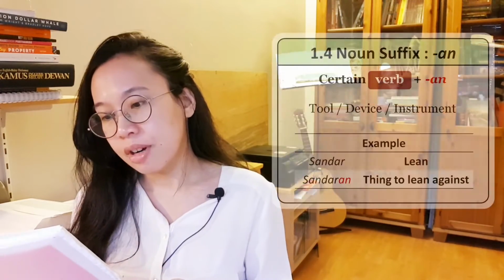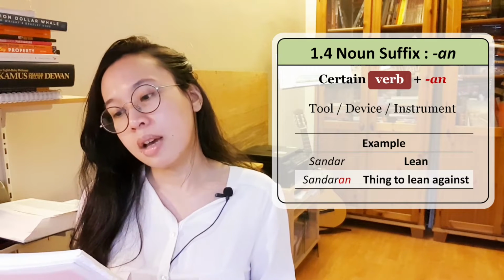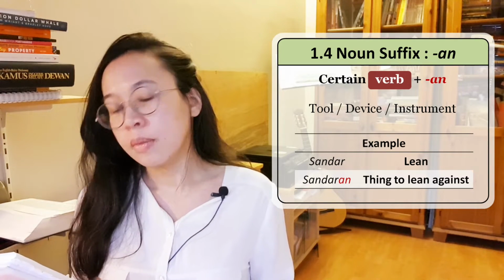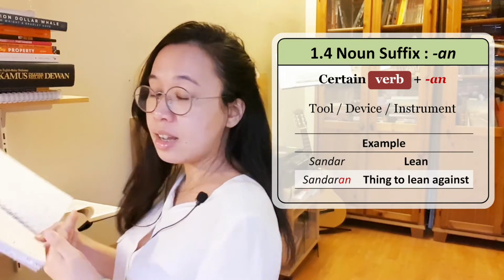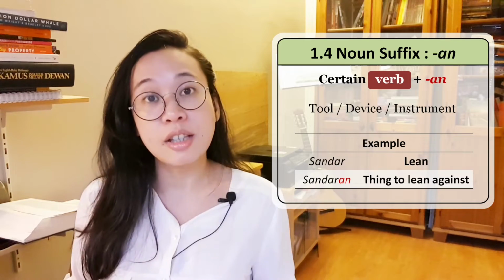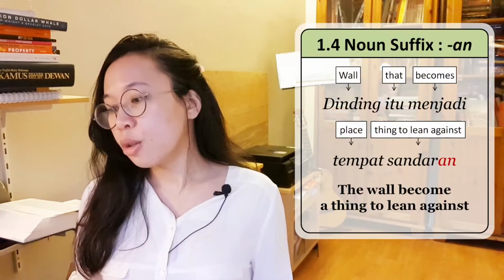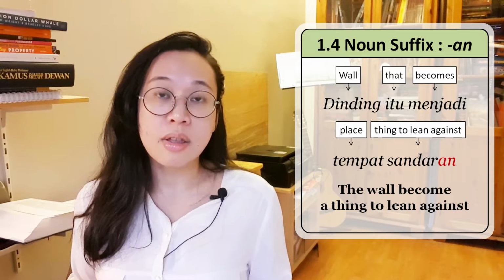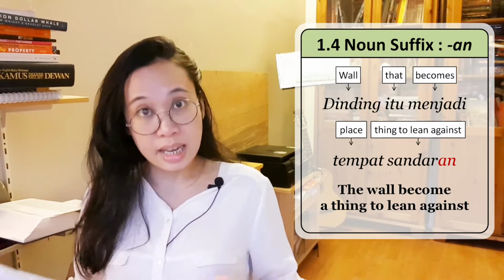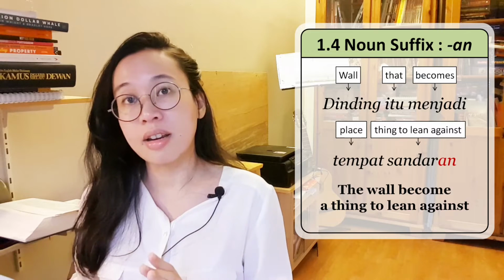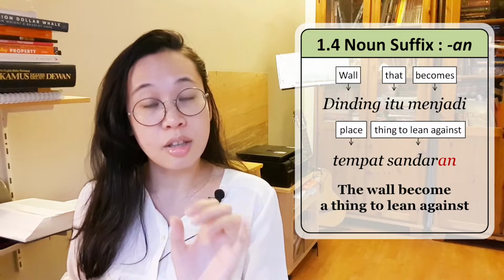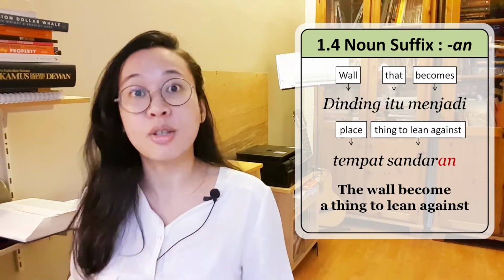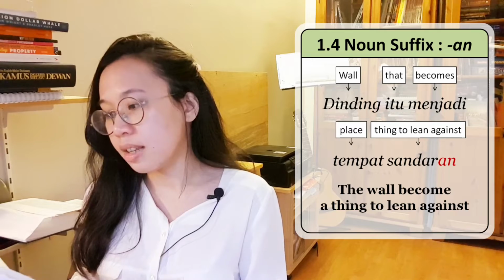The fourth one, it gets simpler, so yay. Verb plus an, it becomes a tool for something. So example, sandar. Sandar means to lean. Sandaran means a place to lean. Dinding itu menjadi tempat sandaran. That wall becomes a place to lean against. Okay, so sandaran, the an in this case turns the verb sandar into a noun, a place to lean against.